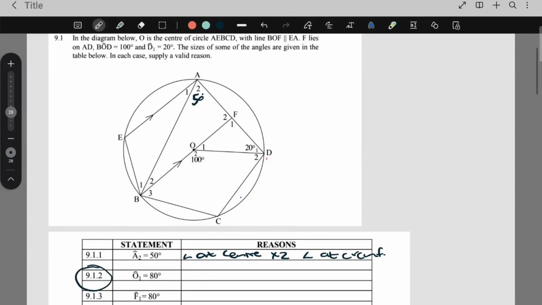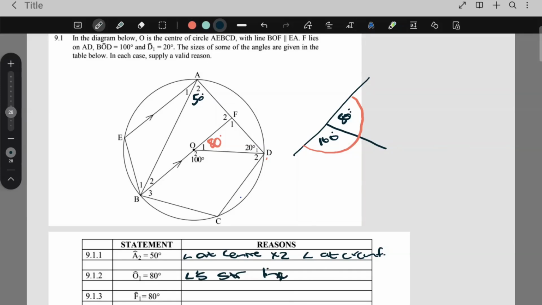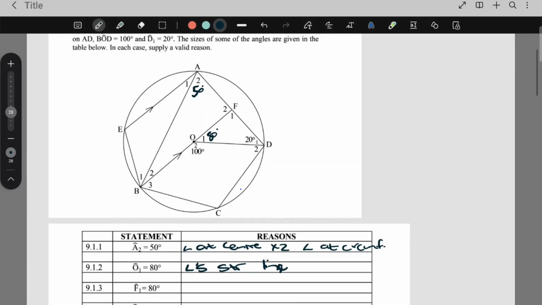Next question, 9.1.2 says, why is angle O1 80? Angle O1 is over here. This one is straightforward. If you have a line like this and this is 100, then that one is 80 because of angles on a straight line. Our reason is angles on a straight line. Let's put our 80 in here. Next one, why is F1 80?